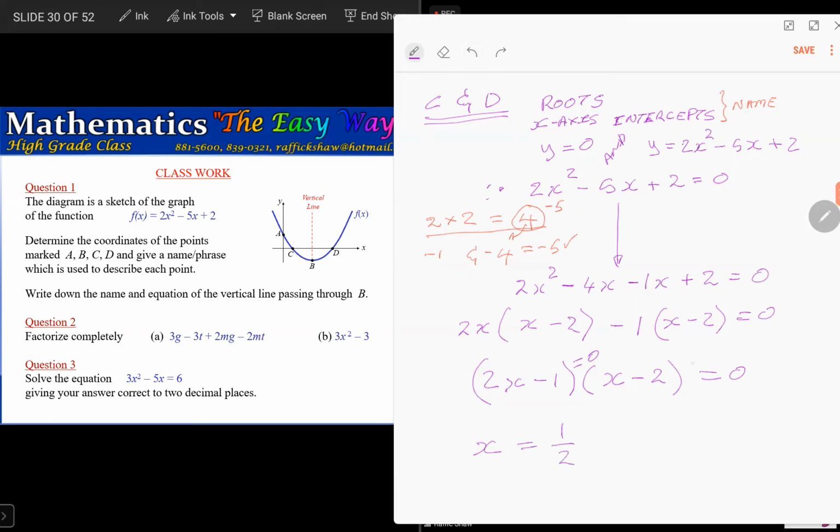All right, and then if this is the one that is equal to 0, then naturally you're going to carry over the negative 2 and it becomes positive 2. So you're going to write x equals 2. All right, so those are the two roots.